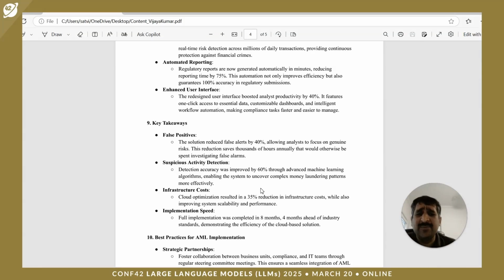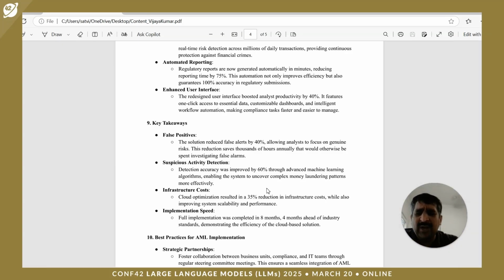Detection accuracy was improved by 60% through advanced ML algorithms, enabling the system to uncover complex money laundering patterns more effectively. Basically, of 100 transactions, 60% are really fraud transactions which our NICE Optimize is able to detect. Infrastructure cost. Cloud optimization resulted in a 35% reduction in infrastructure cost while also improving system scalability and performance.